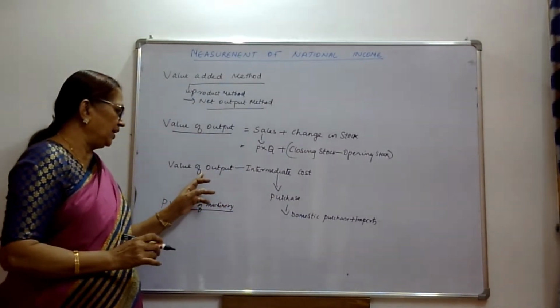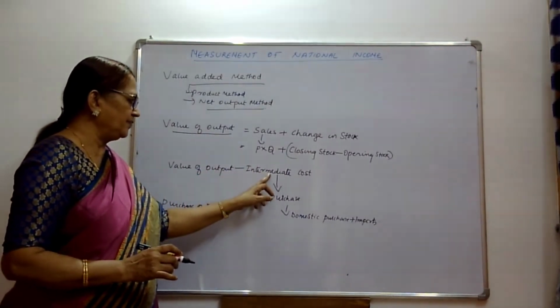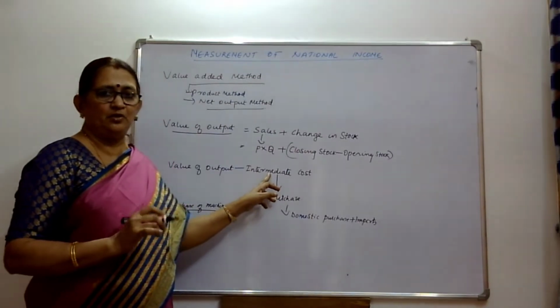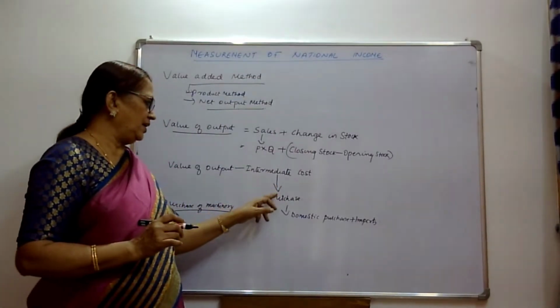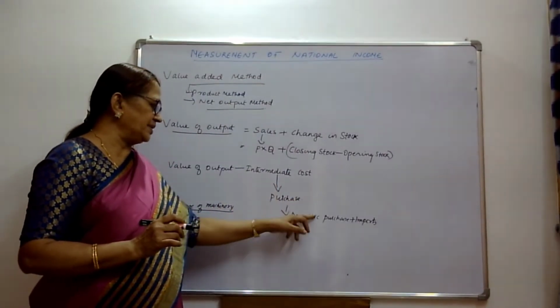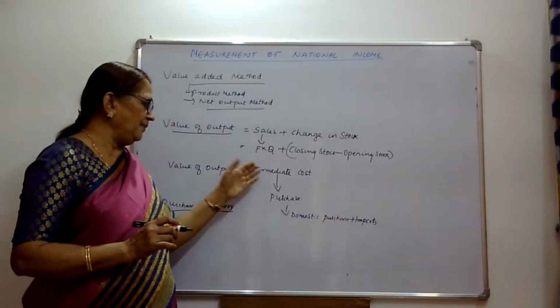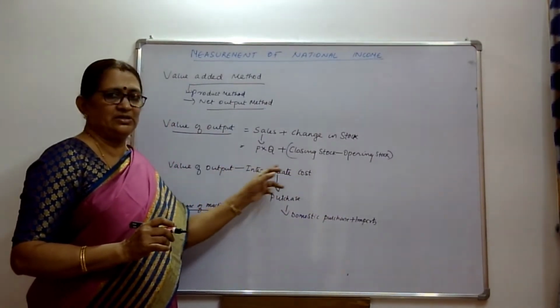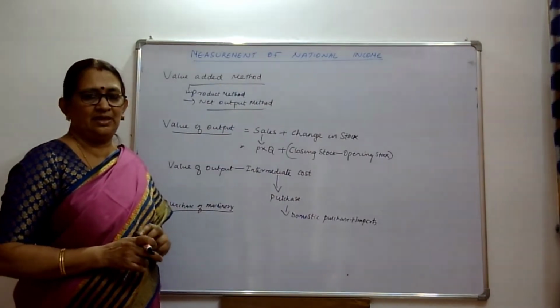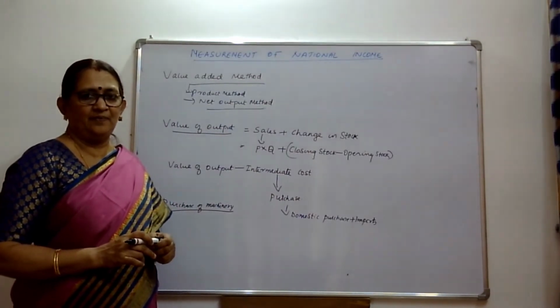Okay, so value of intermediate cost is the value of the intermediate goods used to produce the final good. So it will be given as domestic purchase and import, or simply, instead of intermediate cost, the term purchase cost will sometimes be used.